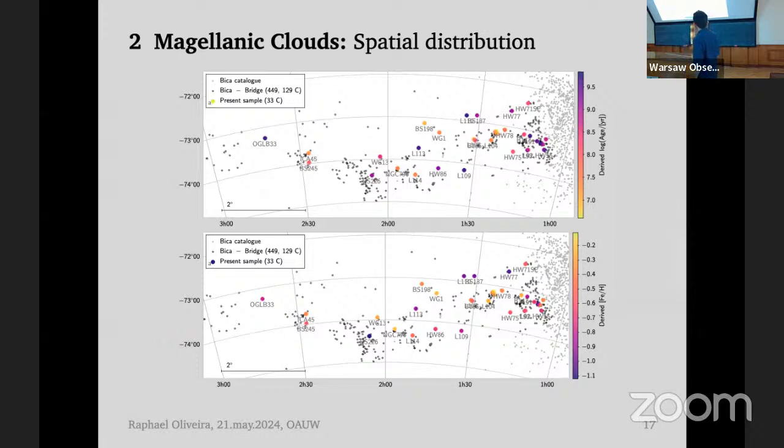We can see that we have more older clusters here close to the SMC, which is here, and more examples of young clusters in the middle of the bridge. Also here the metallicity, so we have the inverse thing, so more metal rich in the middle.